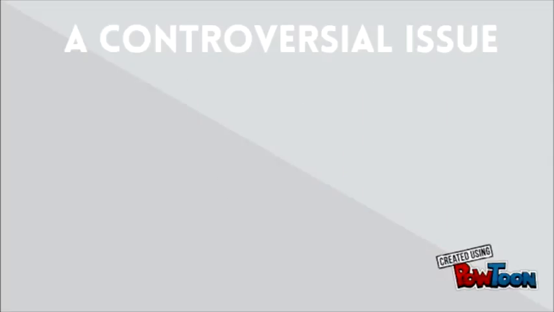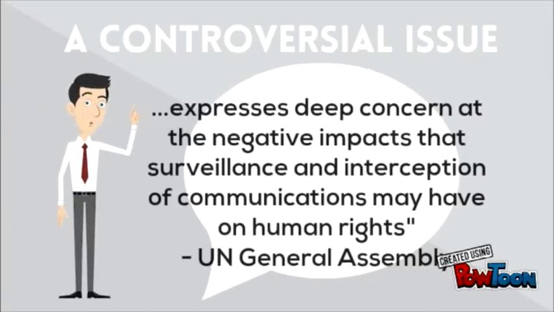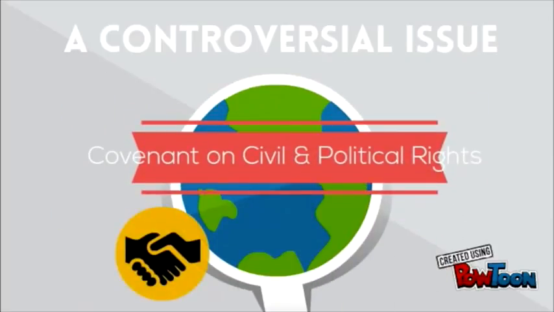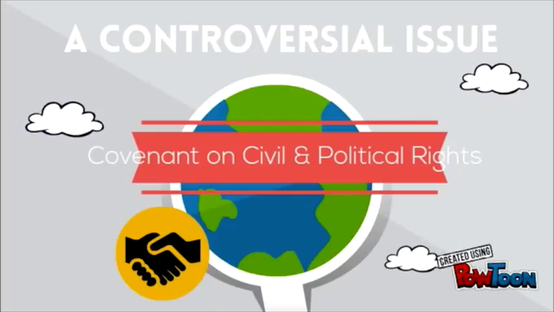But the UN General Assembly expresses deep concern at the negative impacts that surveillance and interception of communications may have on human rights. So they've passed an International Covenant on Civil and Political Rights, ratified by 167 states, to protect citizens from unlawful interference with their privacy and unlawful attacks on their honour and reputation.